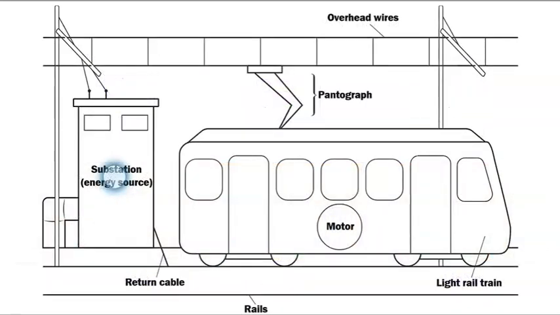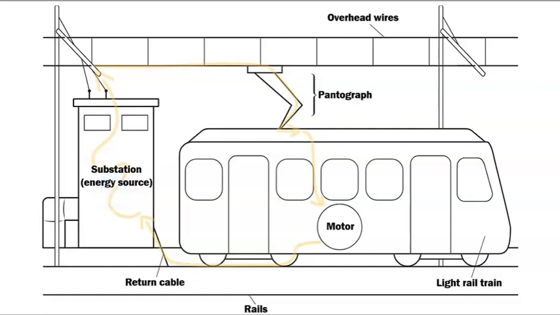Let's use what we have learned to create a class model. What can we add to our model? Well, we've learned about the flow of energy in previous lessons. Energy comes from the substation and flows through the overhead wires. Then the energy flows down the pantograph into the train and through the wheels and rails back to the substation in a closed circuit. Let's use arrows to show the flow of electricity, and we've learned that energy also flows to other parts of the train.